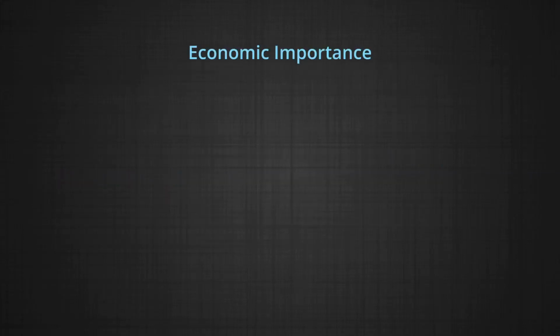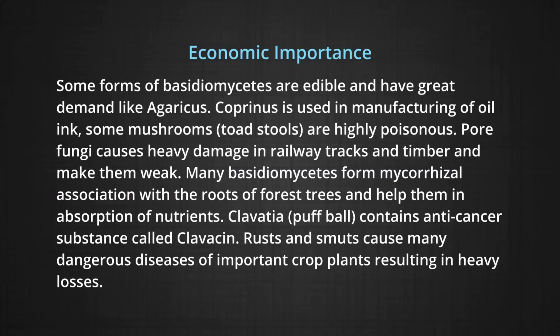Now the economic importance. Some forms of Basidiomycetes are edible and in great demand, like Agaricus. Coprinus is used in manufacturing of ink. Some mushrooms like toadstools are highly poisonous. Poria fungi cause heavy damage to railway tracks and timber and make them weak.